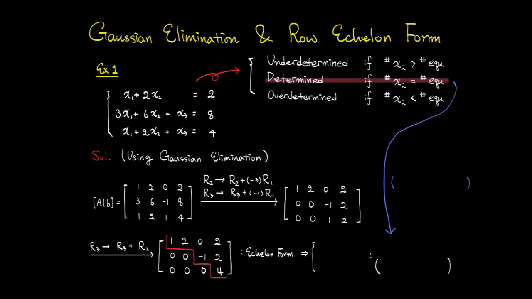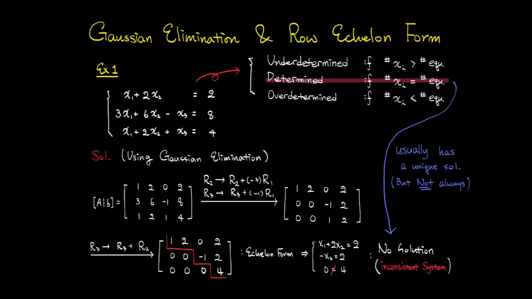Expressing this matrix as linear equations, we have x1 plus 2x2 is equal to 2, minus x3 is equal to 2, and 0 is equal to 4. But since it does not make sense, there is no solution satisfying the linear system. We refer to a no-solution system as an inconsistent system. A determined linear system usually has a unique solution, but not always.